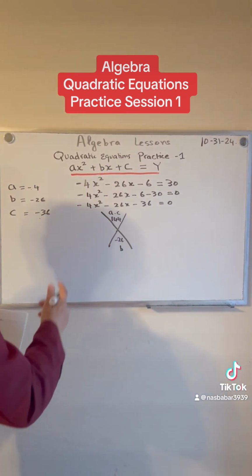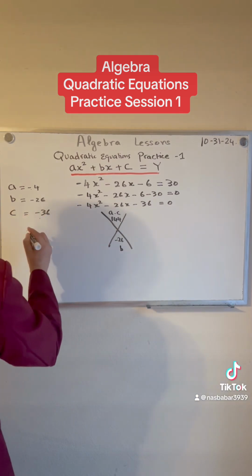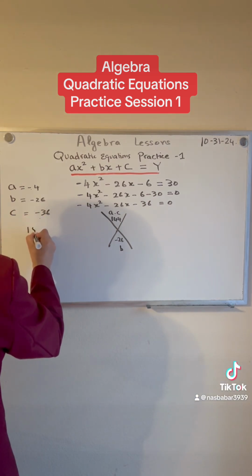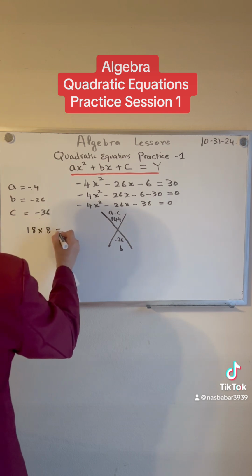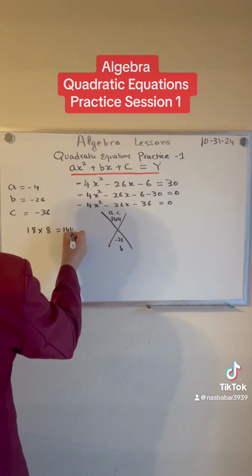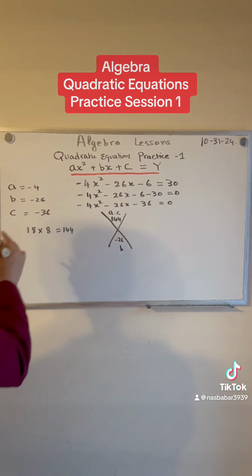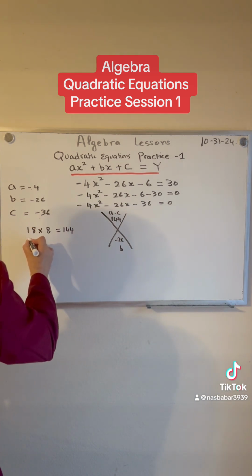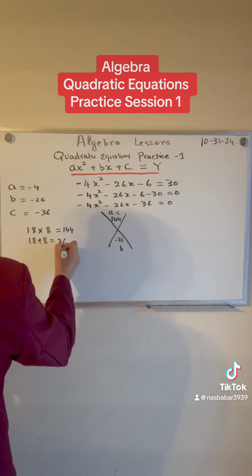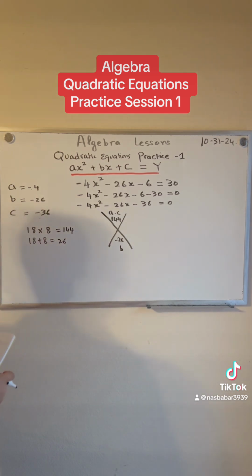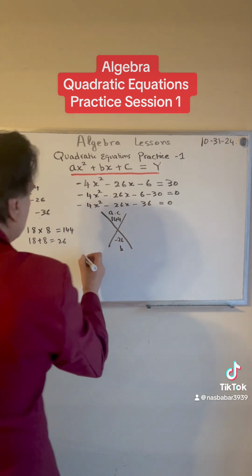So the two numbers I can think of are 18 times 8. 18 times 8 gives me 144. And then 18 plus 8 gives me 26. All right, so that satisfies. So let's go ahead and write this equation.